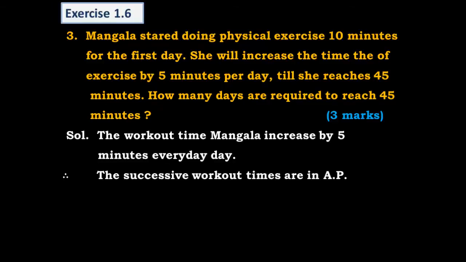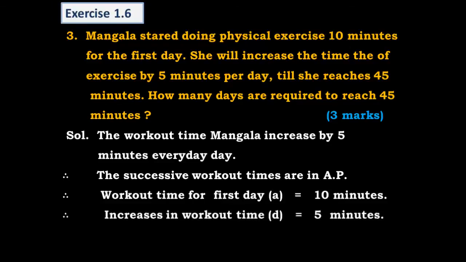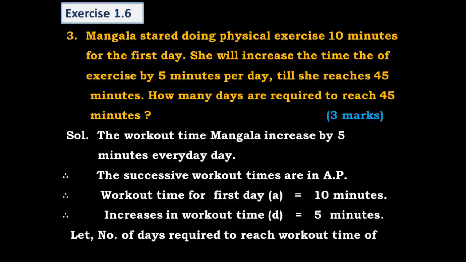Now see, she started exercise for first day by doing 10 minutes. That means workout time for the first day will become A, that is equal to 10 minutes. And it increases workout time by 5 minutes every day. That means D will become 5 minutes. Number of days required to reach workout time 45 minutes, let's consider these days as n. That means T of n is equal to 45. So we have A 10, D 5 and T of n is equal to 45.